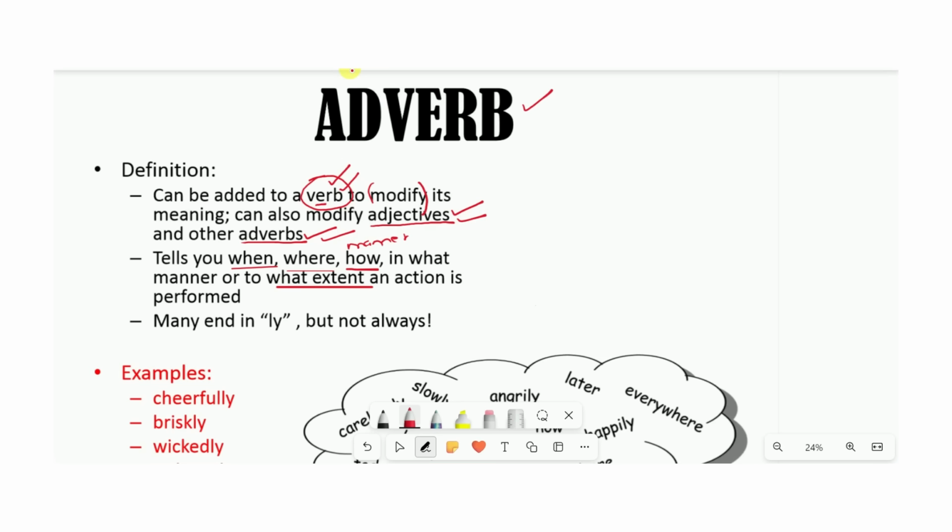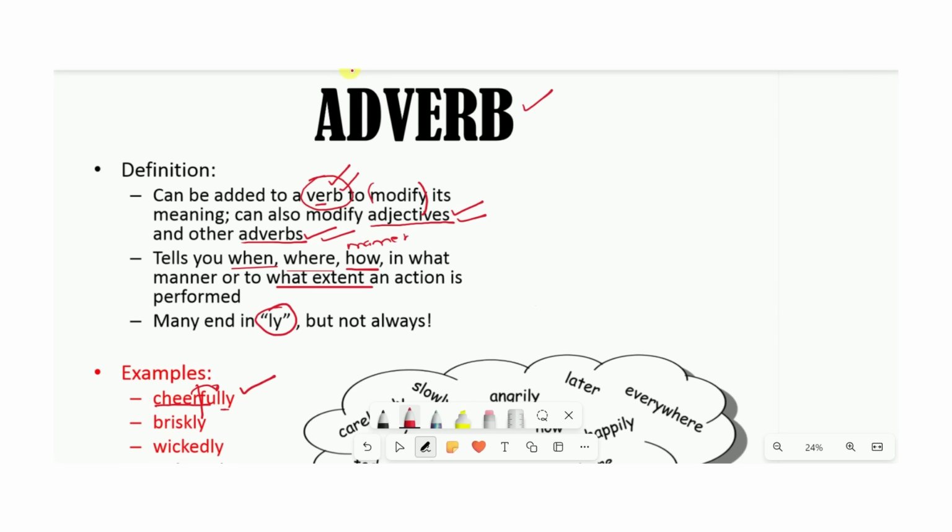And then in most cases, adverbs will have the suffix ly at the end. Remember, a suffix is added at the end of a word to change the word. For example, here we've got the word cheer, but if you add the suffix fully, it becomes cheerfully. So I can say she cheerfully greeted me. So how did this person greet me? Cheerfully. So cheerfully here becomes an adverb because it tells us more about the action.